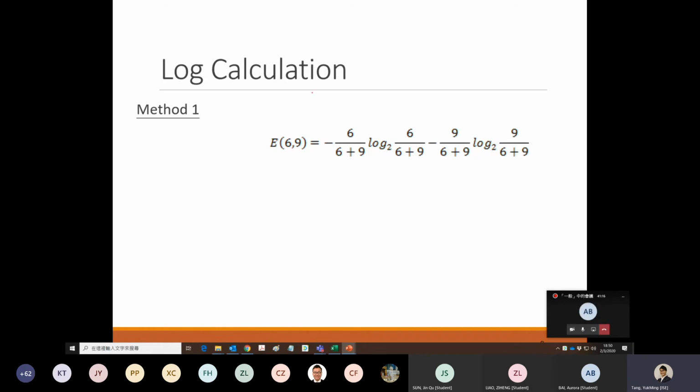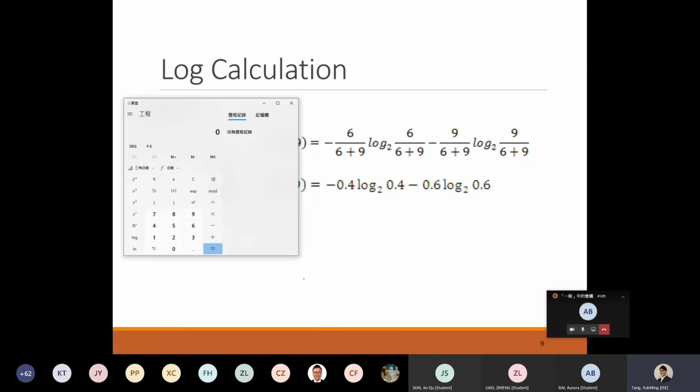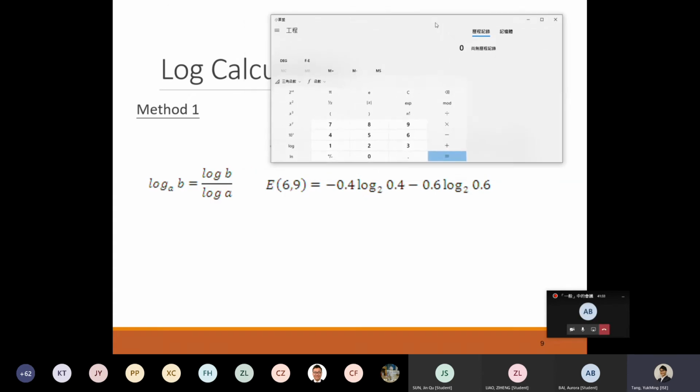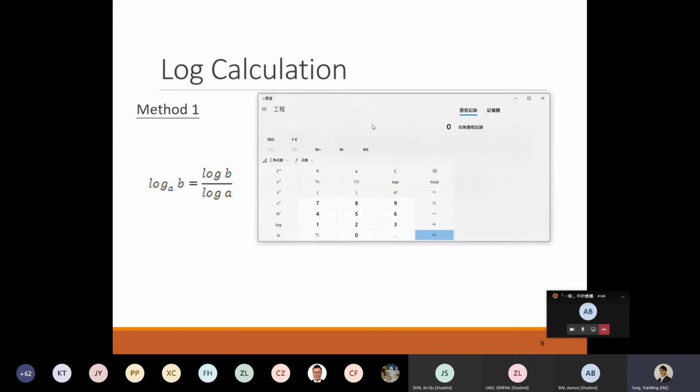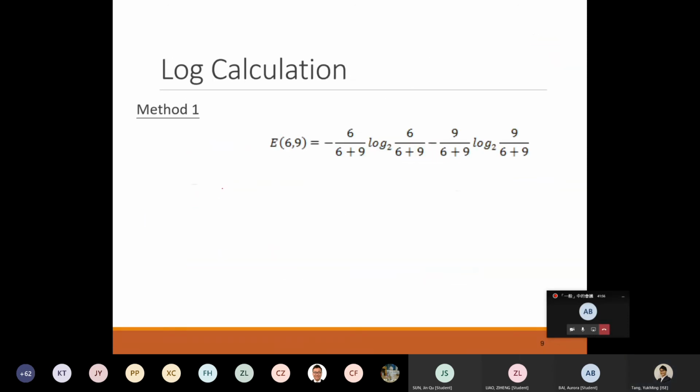In order to do the calculation, you can use the calculator. For example, let me use the calculator in the computer. Now this is the calculator in the computer. You are going to calculate the log value. But for this equation, the base of this log is 2. When we take a look at this calculator, do you know what the base for this log value is in this calculator?